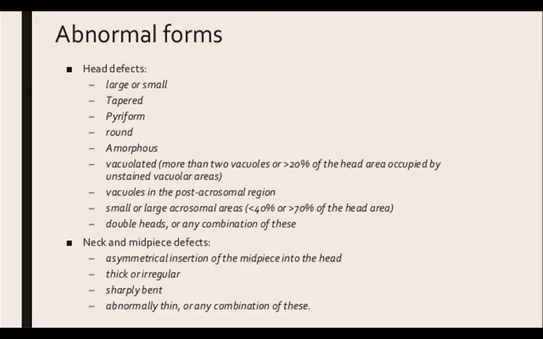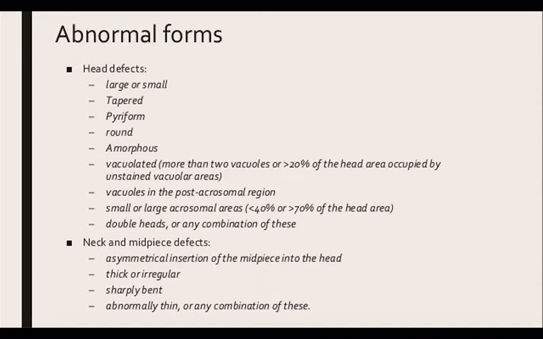We have seen the normal forms. Now we move on to the abnormal forms. Abnormal forms are related to each part of the sperm. Coming on to the defects in the head region, the head may be large or small.